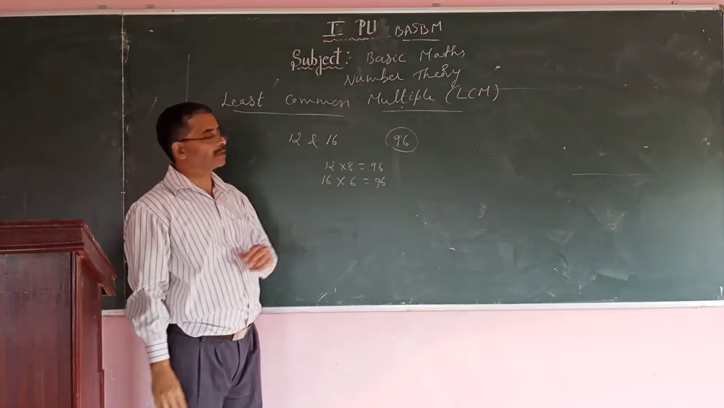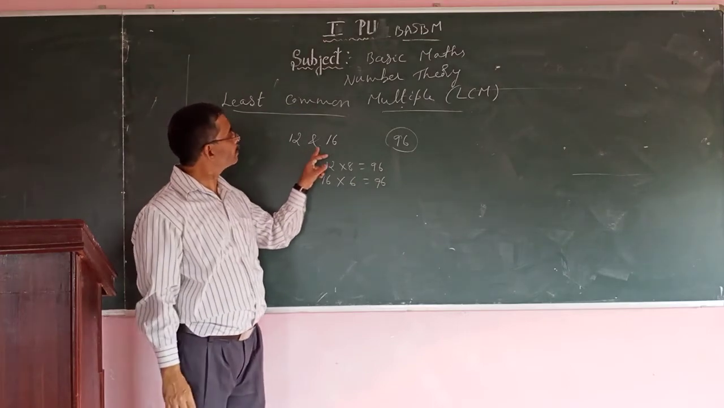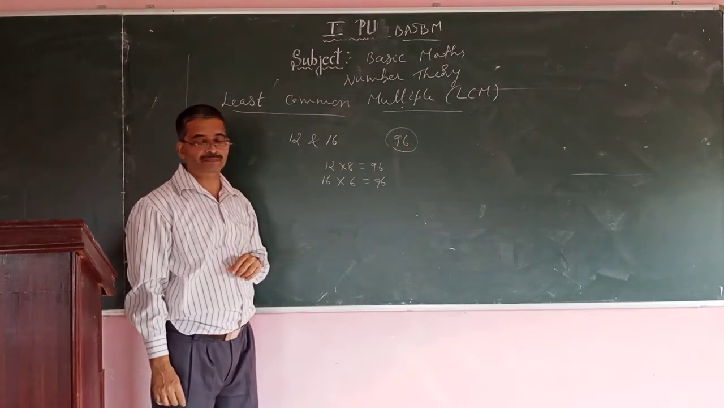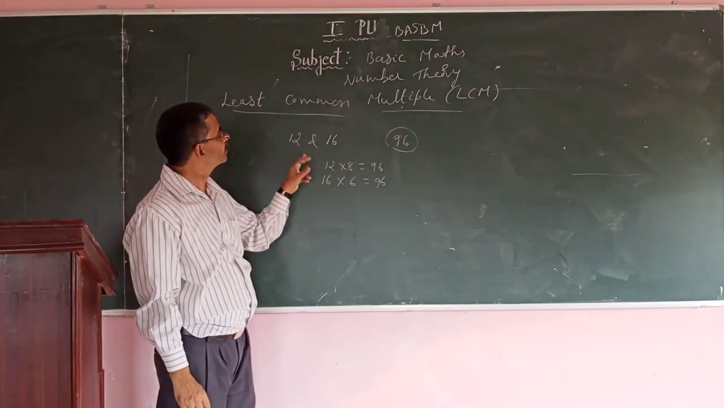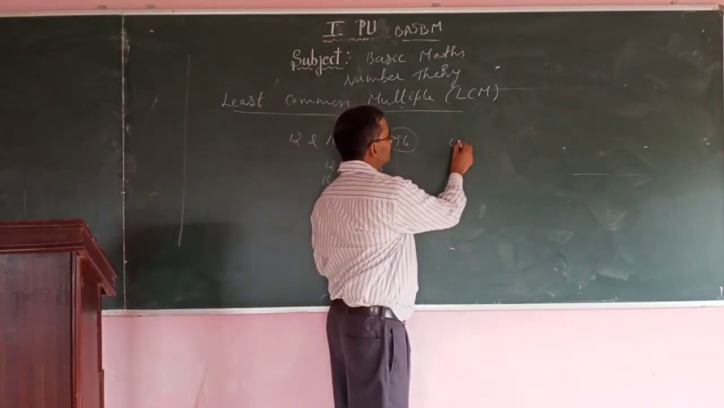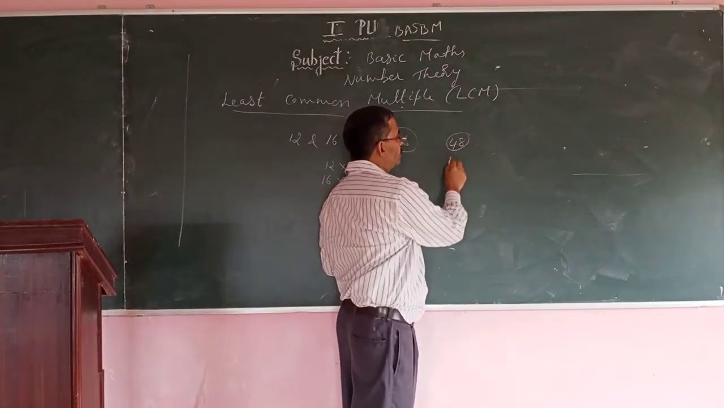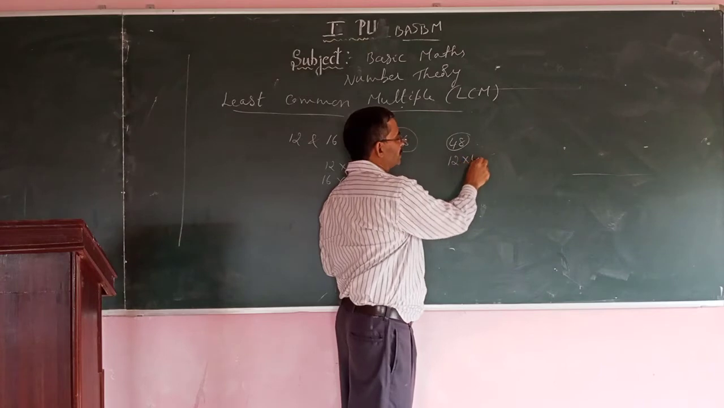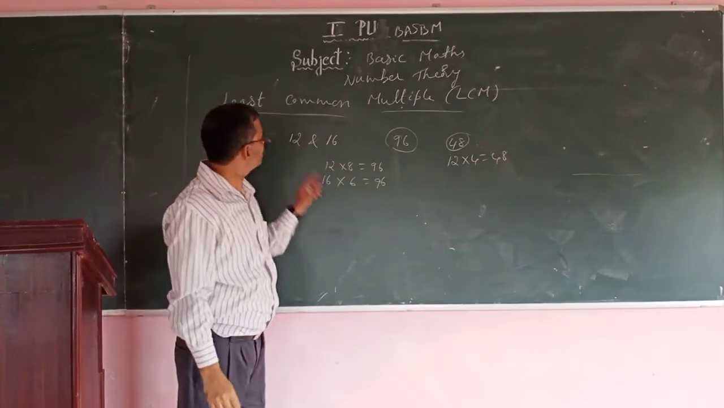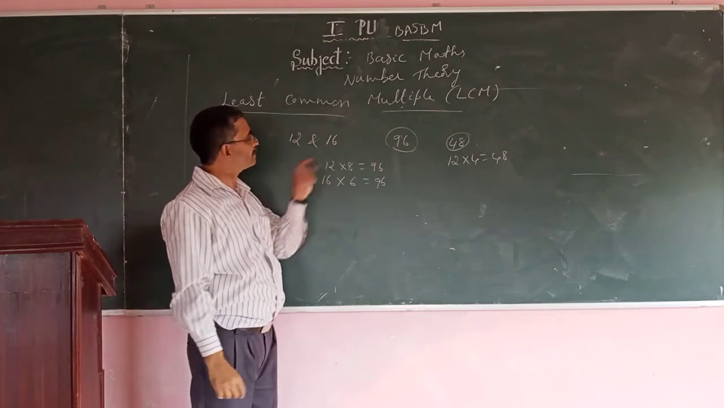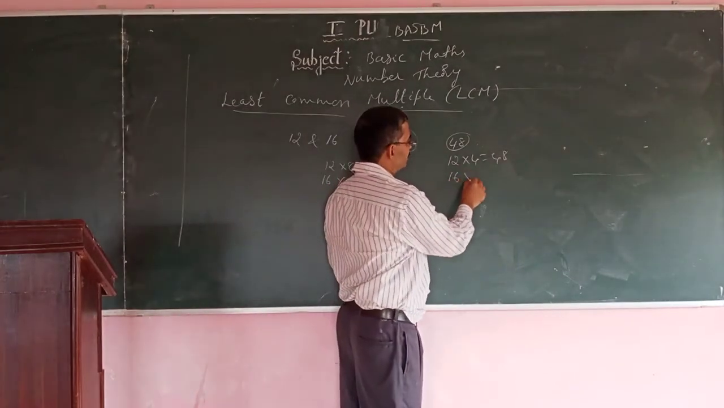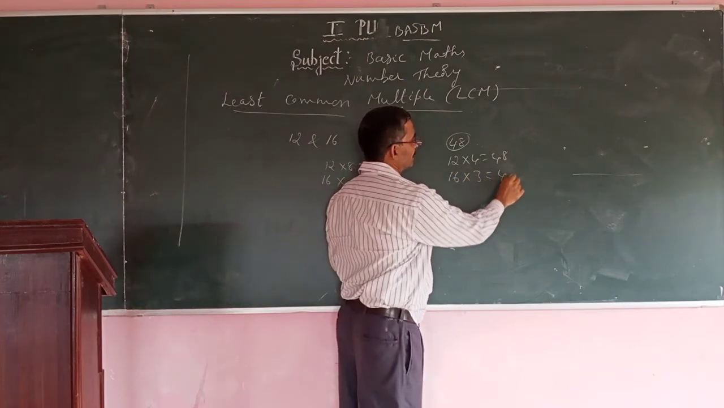I will give one more example. One more number which is a multiple of 12 and 16. For example, 48 if we take. 48 means what? 12 into 4 is 48. So it is a multiple of 12. Is it a multiple of 16? Yes. So 16 into 3 is 48.